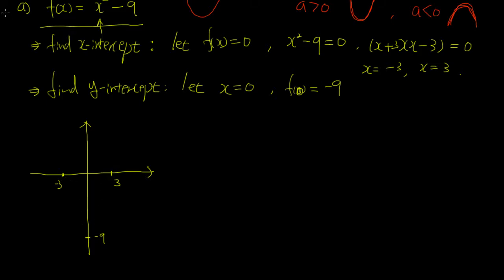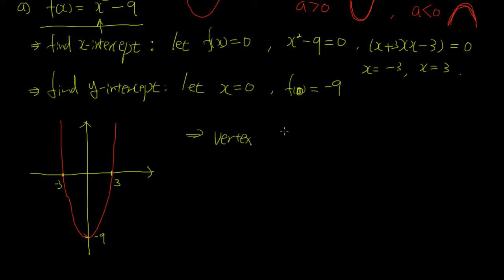So you can see that this graph is going to be like this, and it's supposed to be a nice smooth curve. So where's the vertex then? So this is the x-intercept, and the y-intercept.